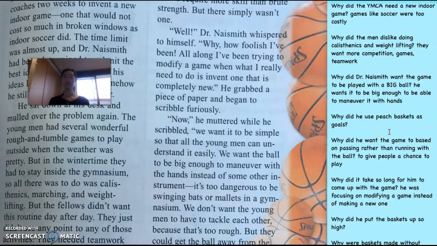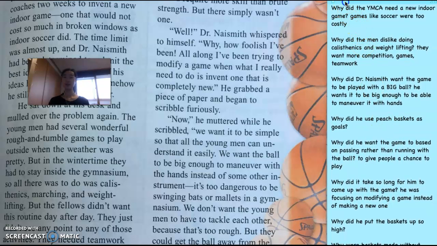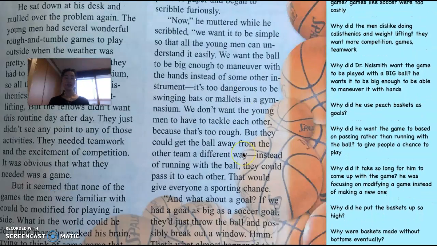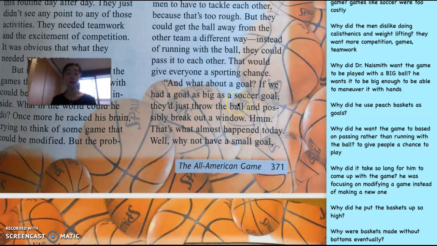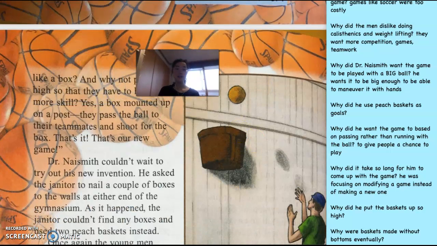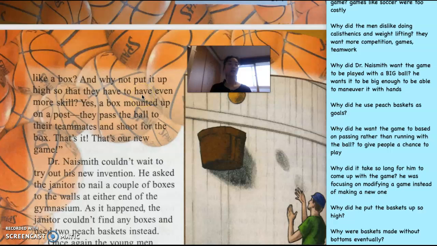Okay. All right, let's go on. And what about a goal? If we had a goal as big as a soccer goal, they would just throw the ball and possibly break out a window. That's what almost happened today. Well, why not have a small goal, like a box? And why not put it up so high that they have to have even more skill? Yes, a box mounted up on a post. They pass the ball to their teammates and shoot for the box. That's it. That's our new game.